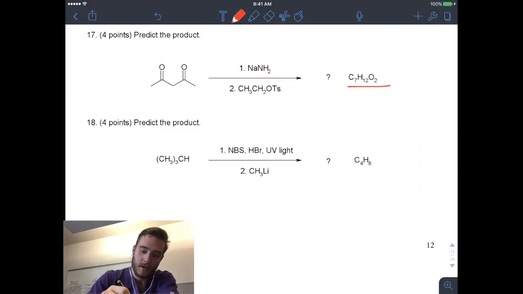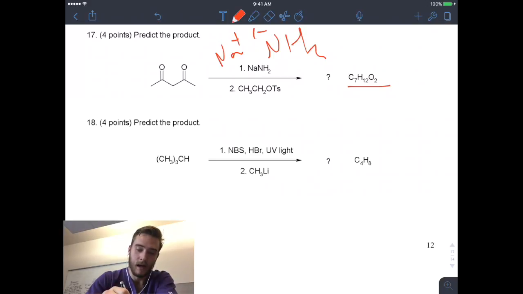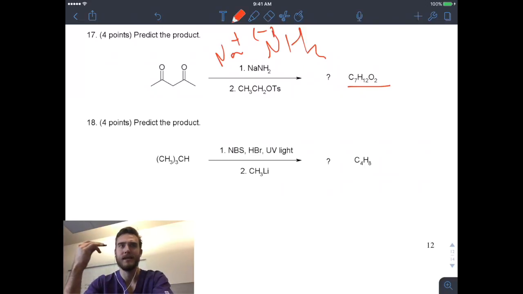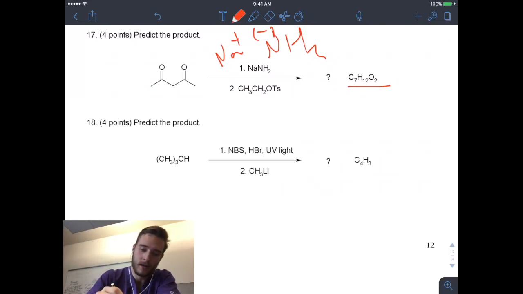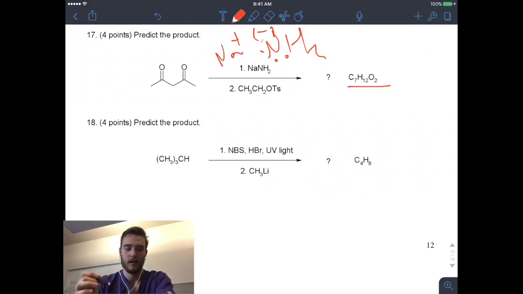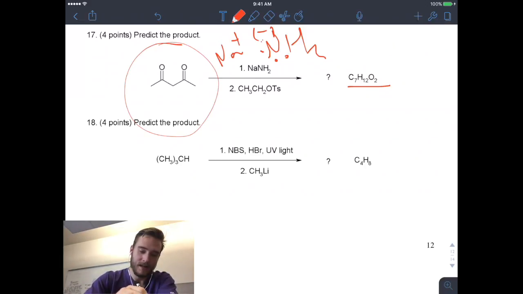Okay, we start with NaNH2, sodium amide. This is an ionic compound. Anytime you see sodium or potassium, you know that's going to be ionic. This has 2 lone pairs of electrons, making the NH2 negative. And then we can see that this NH2 is actually going to act as a base, meaning that this is going to be our acid.